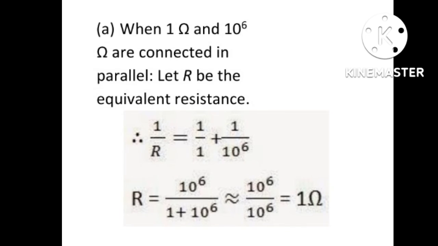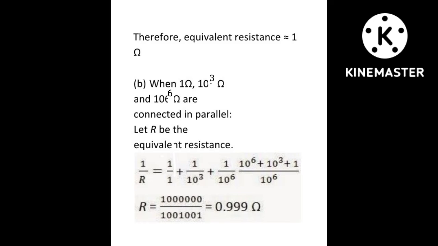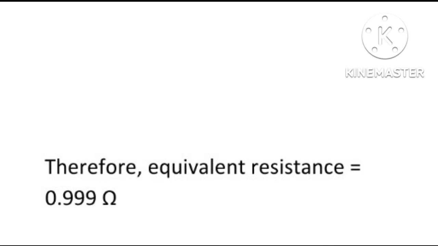is 1 ohm. Here we have 3 resistors instead of 2 resistors, that is R1 equal to 1 ohm, R2 equal to 10 cube ohm and R3 equal to 10 raised to 6 ohm. So it is also connected in parallel, so we can use the equation 1 by R equal to 1 by R1 plus 1 by R2 plus 1 by R3. So we can substitute the values, that is 1 by 1 plus 1 by 10 raised to 3 plus 1 by 10 raised to 6. So when we calculate the values, we get the equivalent resistance as 0.999 ohm. Therefore, equivalent resistance equal to 0.999 ohm.